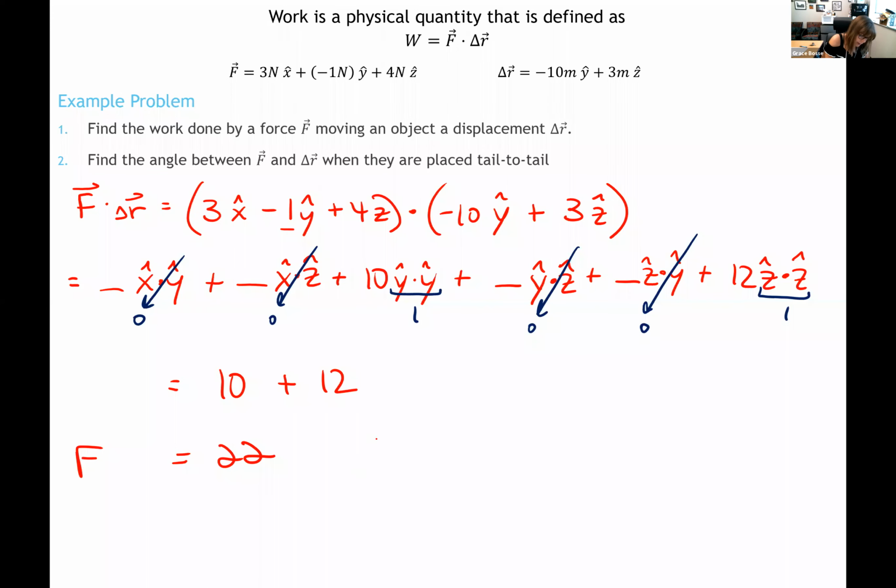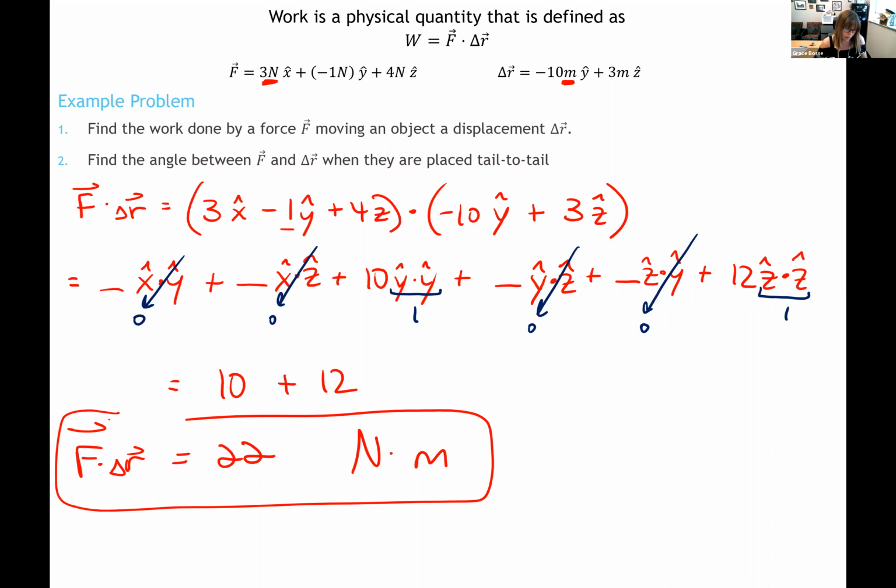And like I said, the units would be newtons times meters because the units of the force vector were newtons and the units of the displacement vector were meters. So F dotted with delta R is 22 newton meters. All right, so that's step number 1. We got number 1 done.